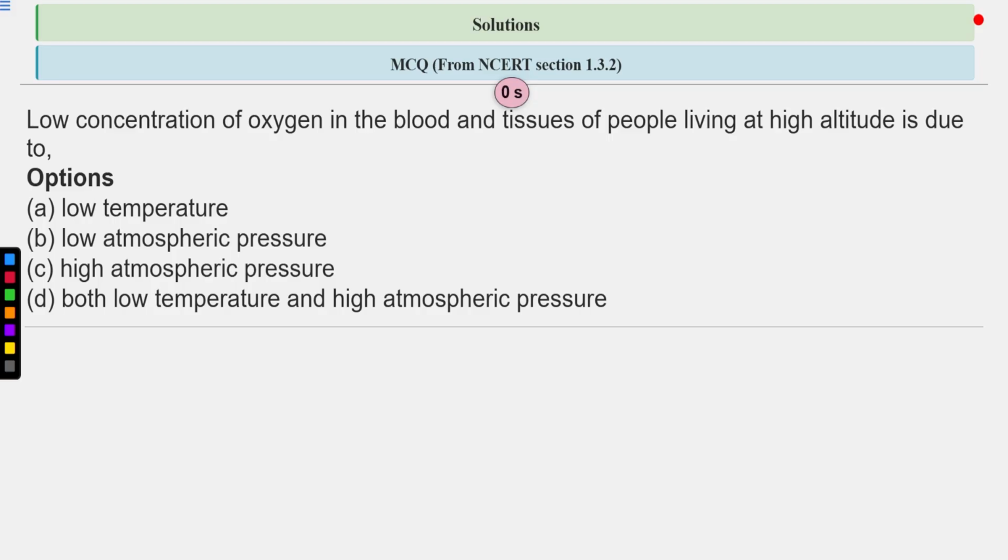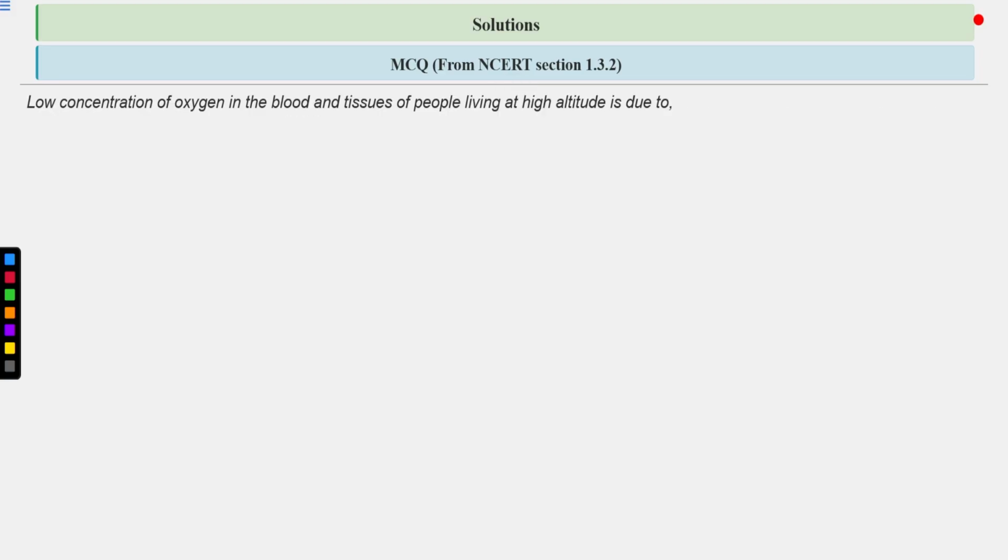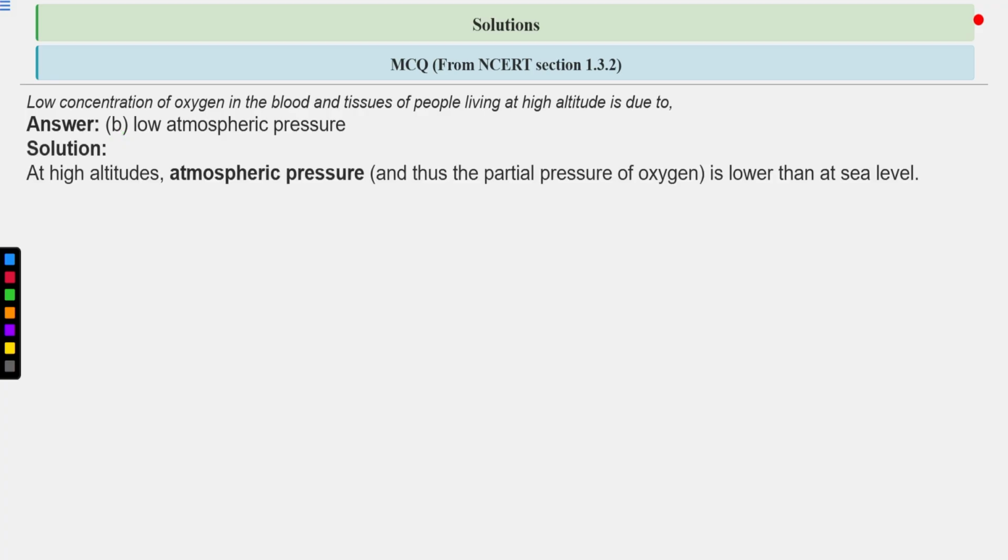Okay, so let's see. For this given question, the correct answer is option B, which is low atmospheric pressure. At higher altitudes, the atmospheric pressure, or you can also say the partial pressure of oxygen, is lower than at the sea level.